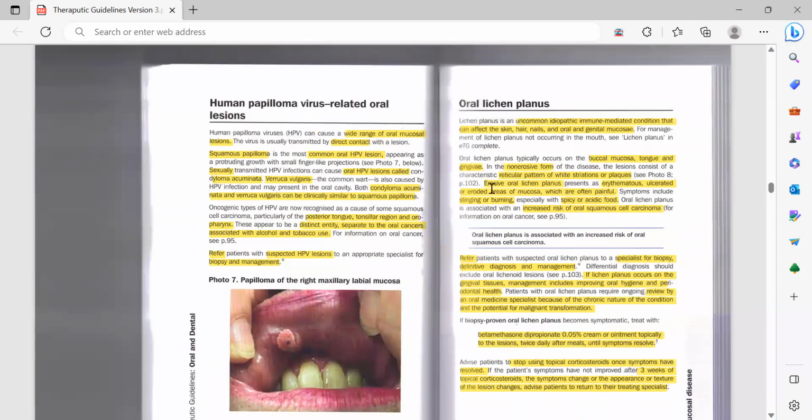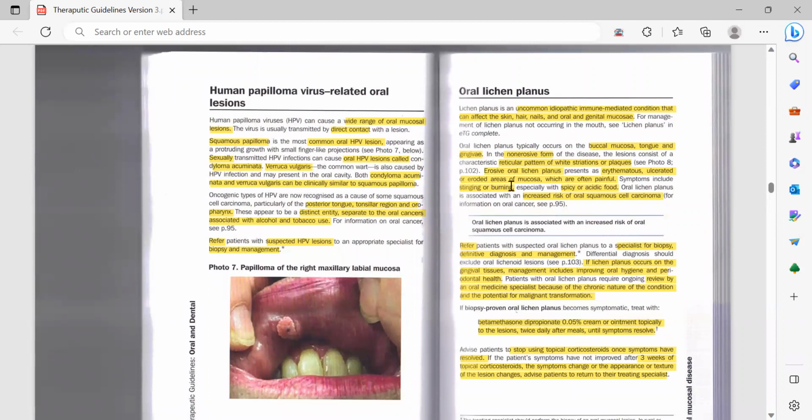Okay, but there is another type, which is the erosive lichen planus. In that case, it would present as an erythematous, ulcerated, eroded area of mucosa, which is often painful. So if there is an erosion, it would be painful. Symptoms include stinging or burning, especially with spicy or acidic food.